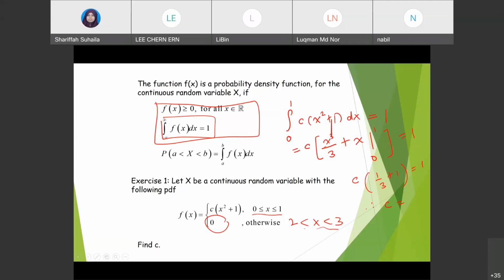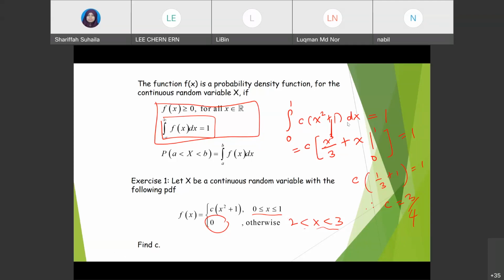Okay, so you check, you get c should be 3 over 4 in this case. That means 1 over 3 plus 3 over 3, so solving, c should be 3 over 4. So you have a function c(x squared plus 1), but this one is only defined from 0 up to 1. Otherwise, it should be 0 density. So again, if you want to find c, it is the same concept that you have for a discrete random variable.